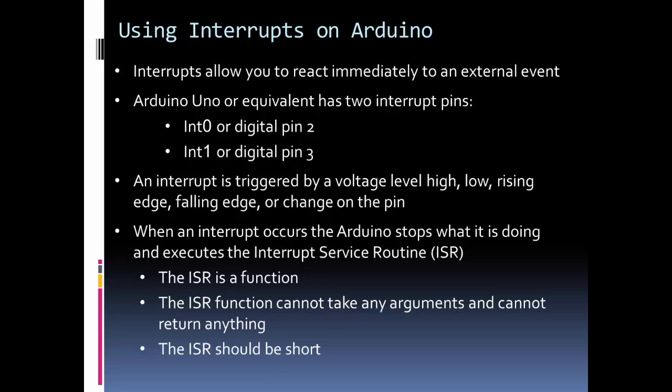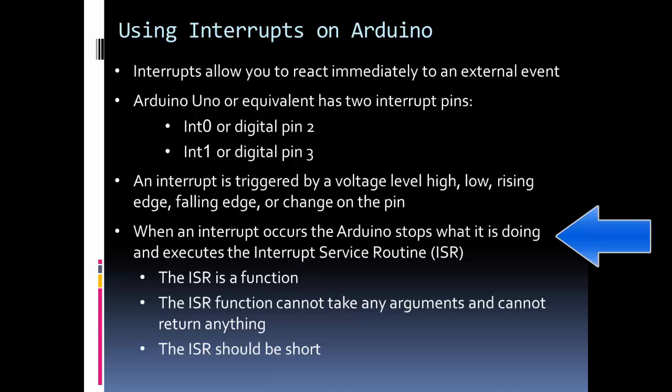For the Arduino Uno or equivalent, there are two interrupt pins, pin 2 and pin 3. So digital pin 2, digital pin 3. And if you look in the documentation, it refers to them as the interrupt 0 pin and interrupt 1 pin. An interrupt can be triggered by any type of change of voltage level on that pin. You can set it to react to a level high or a level low. You can set it to react to a change: if the voltage level changes, whether it's high or low, it'll trigger an interrupt. Or you can do a falling or rising edge.